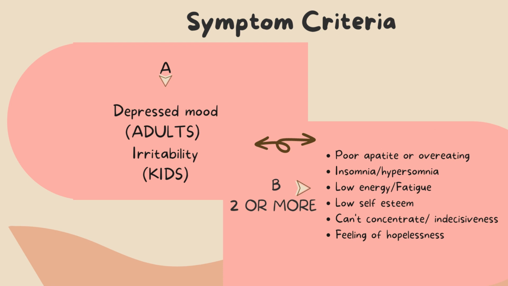So if you have gone over the criteria for major depressive disorder, the difference here is that the symptom criteria are divided into A and B, whereas in depression, the symptom criteria are all in criteria A, and you have to have five of the nine.